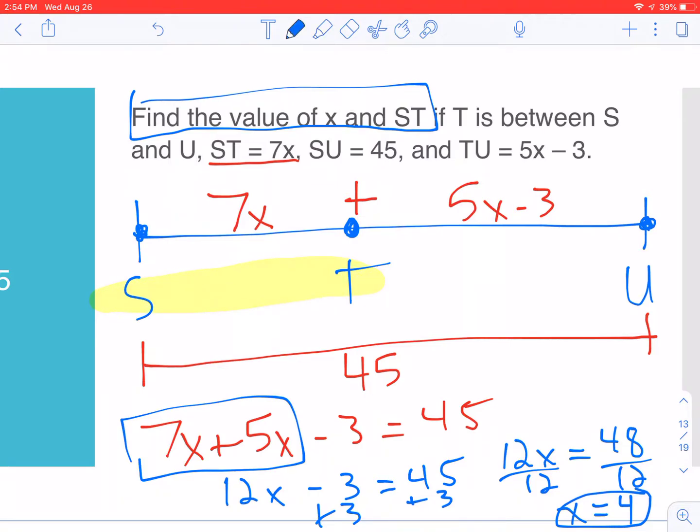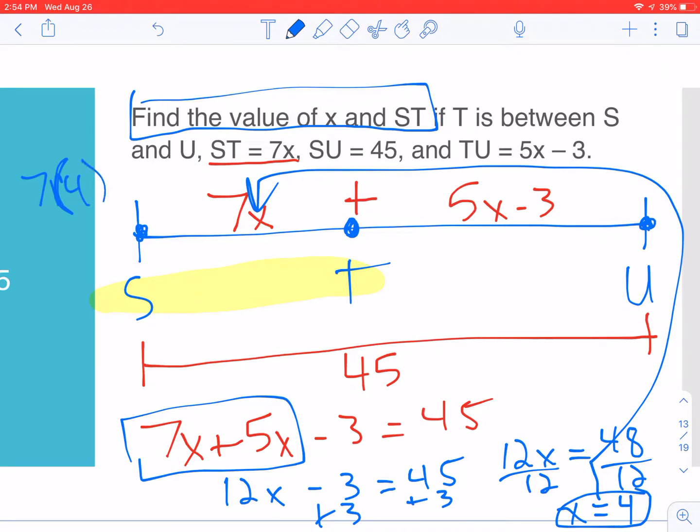So I found x. Now I need to find ST, this distance right here. So I'm going to take my 4 and travel it all the way back and plug it in here. And I know that 7 times 4 equals 28. So ST is 28 and x equals 4.